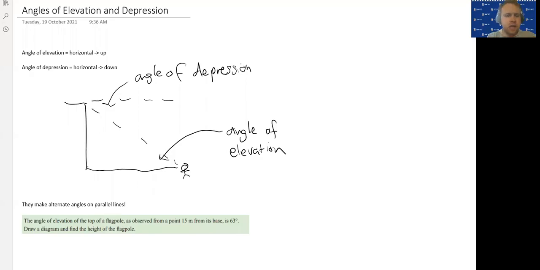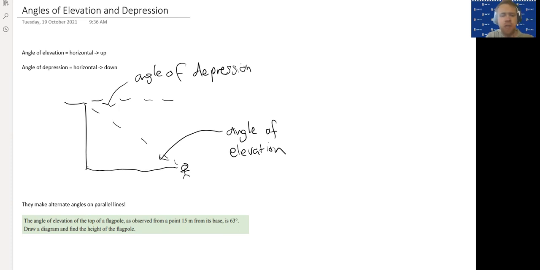G'day, Year 9. Today, we're continuing our unit on trigonometry by looking at angles of elevation and angles of depression. Okay, now elevation just means going up, and depression just means going down.